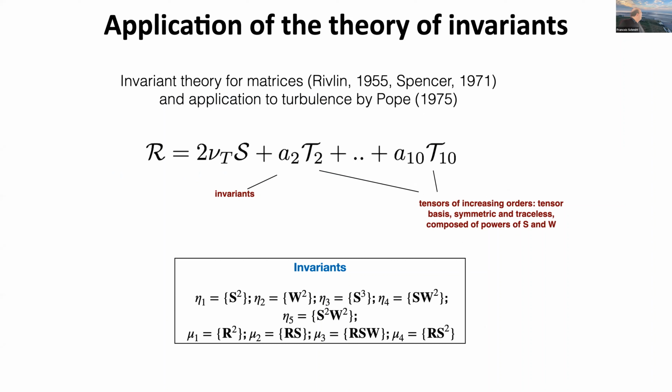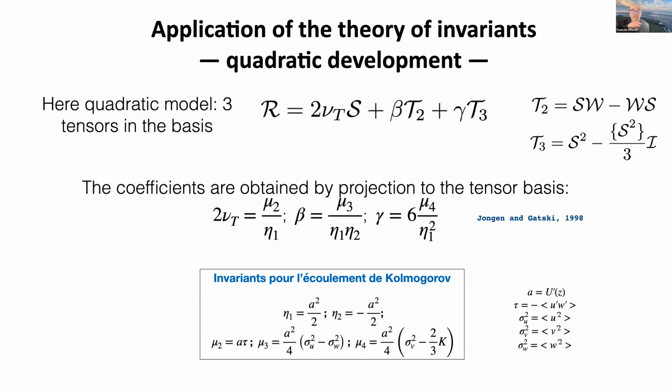1975. And Pope showed that, in fact, we need a maximum of 10 tensors for the development of a basis. And so R can be expressed as a linear combination of these tensors, where the coefficients are expressed from the invariants of the flow. For simpler flows, like the channel flow, the Couette flow, and also the Kolmogorov flow, in fact, it can be shown that we need only 3 terms.